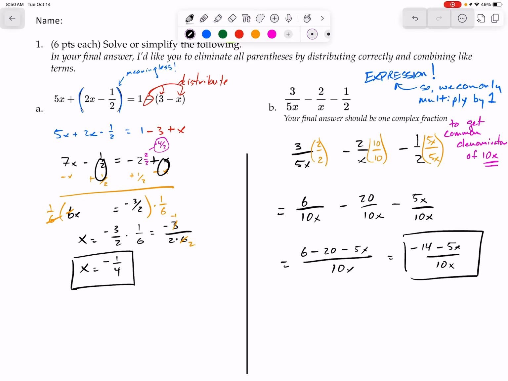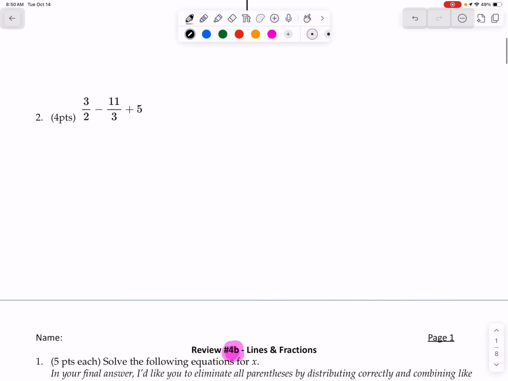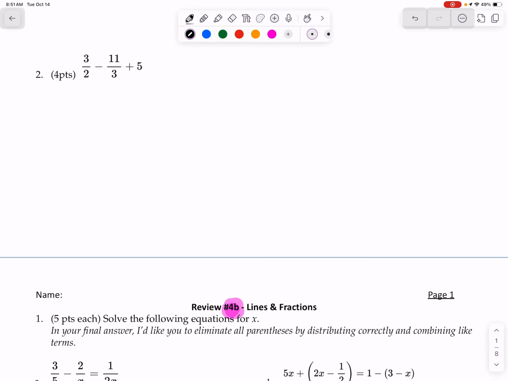Done. Those are so much easier now than they were at the beginning of the year. You guys are amazing. And here I've just given you a plain vanilla, it's no x's even. It's an expression, check.